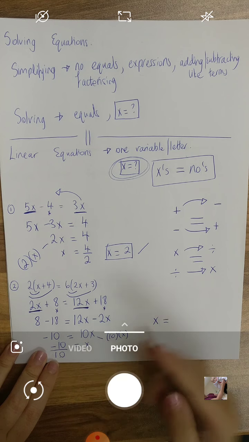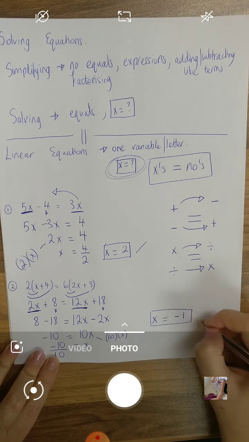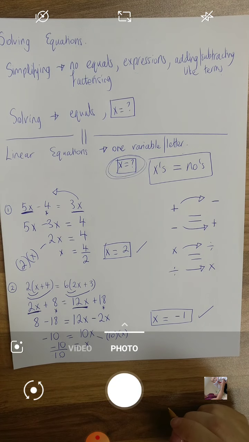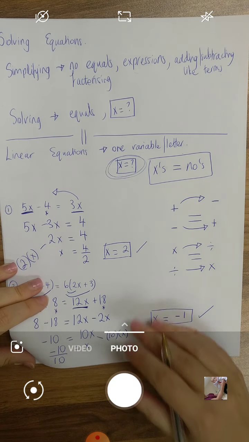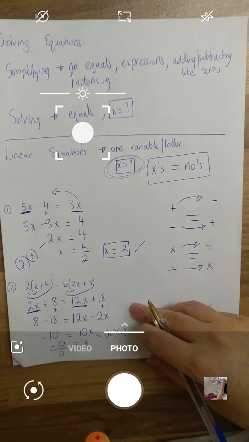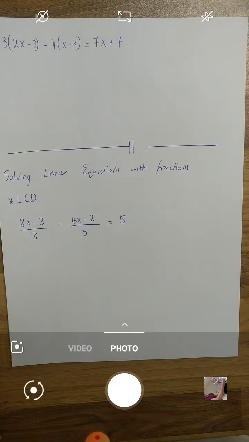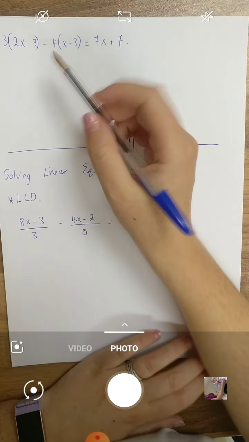So a minus and a plus becomes minus, and 10 divided by 10 is 1. Okay, so they're the easiest equations you will see. So we'll just keep moving on, and it gets a little bit more complicated.